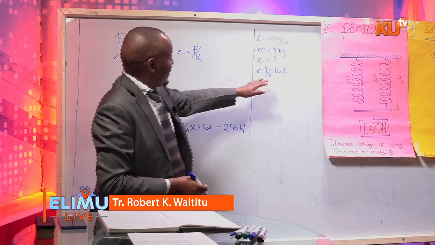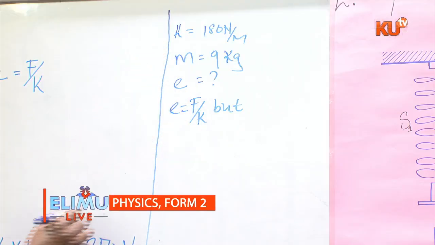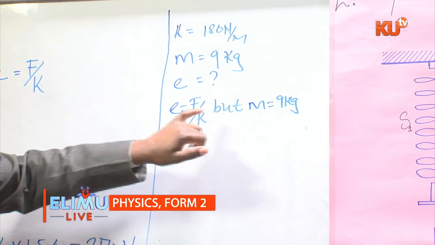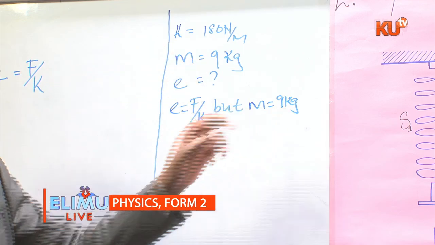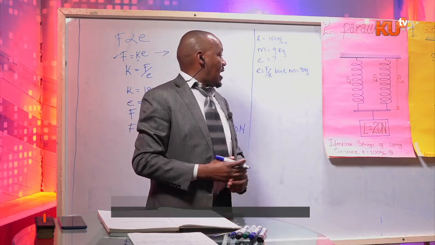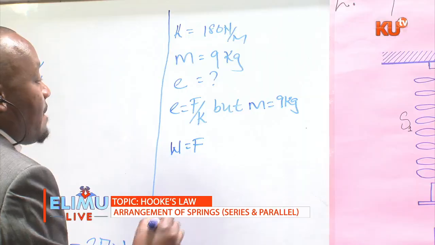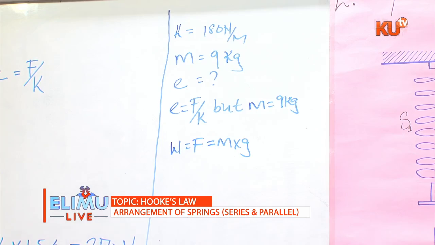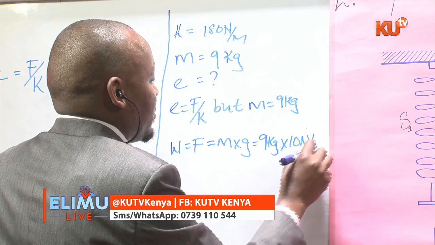I will add a but there. Why have I added the but? We are given mass, but not force or weight. Mass is given as 9 kilograms. We cannot substitute for F with 9 kilograms because the formula dictates we have a force, but not a mass. And therefore, we'll be required to convert our mass into force or weight, in which we say weight is equal to force, which is also the product of mass times gravitational force. They have given us a gravitational force G as a constant, and in substituting we'll have 9 kilograms multiplied by 10 newtons per kilogram.